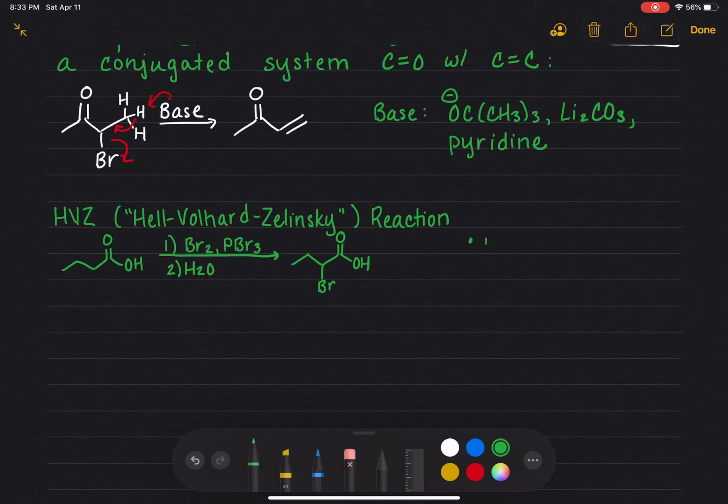So conditions: we can only do this with carboxylic acids. We cannot do this with any other type of carbonyl compound, like ketones or aldehydes. And we can only brominate. We can't use any of the other halogens, which is probably not a big deal because the halogens are all pretty interchangeable.